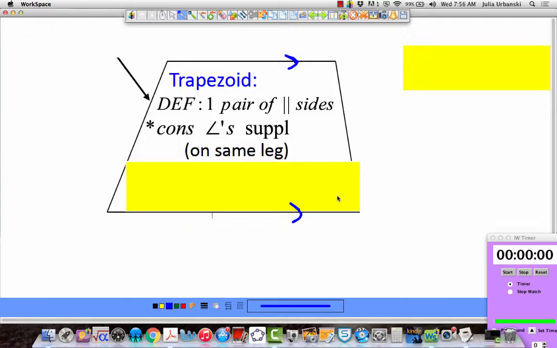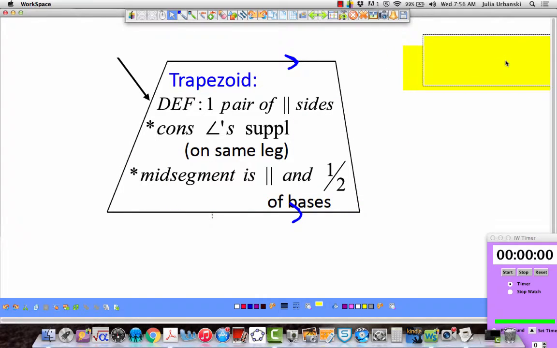It's just a reminder. And then the last one is that anytime you have a trapezoid, whether it be isosceles or not, you have a midsegment that is parallel to the bases and half of the bases. This is bases right there.